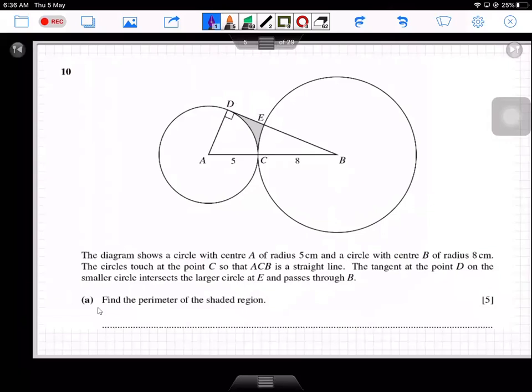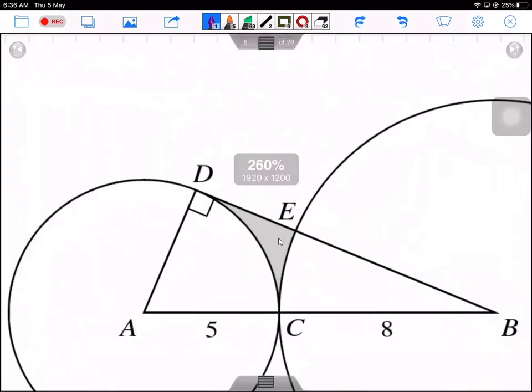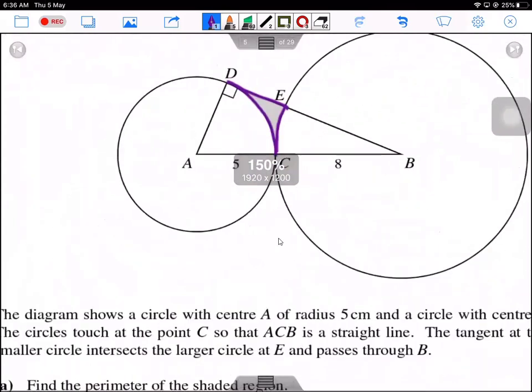The requirement of part A is to find the perimeter of the shaded region. In order to find it, I'm going to find this length DE, this arc length DC and this arc length EC, so that I can easily find the perimeter of the shaded region. Now, in order to find the arc lengths DC and EC, obviously I need these angles.